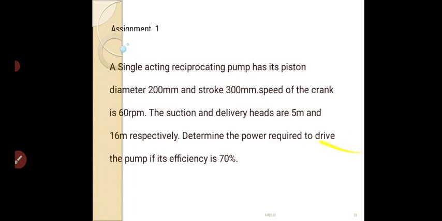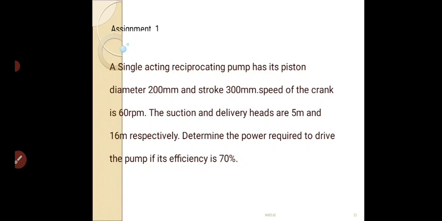Okay, here he given one more assignment question also. Already we solved it. A single acting reciprocating pump has its piston diameter 200 mm and stroke 300 mm. Speed of the crank is 60 rpm. The suction and delivery heads are 5 meter and 16 meter respectively. Determine the power required to drive the pump if its efficiency is 70%.